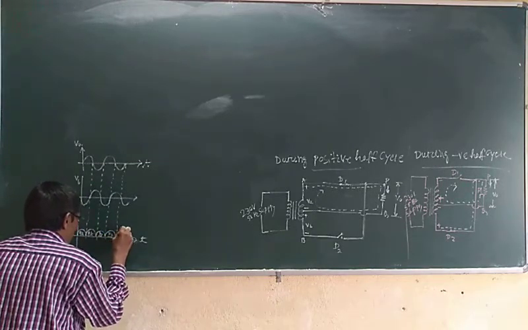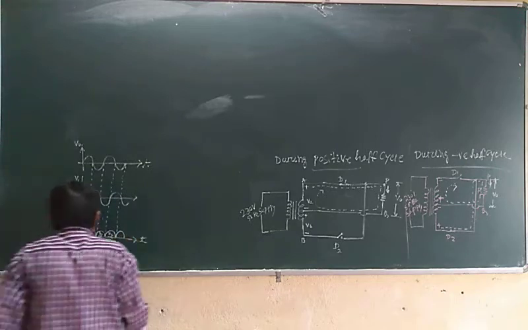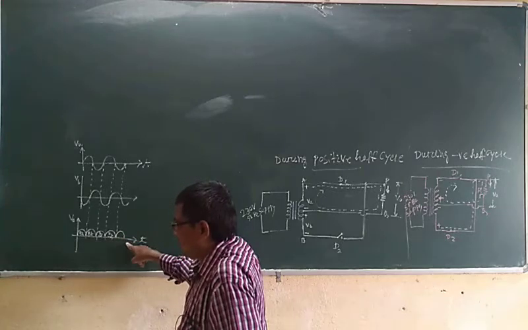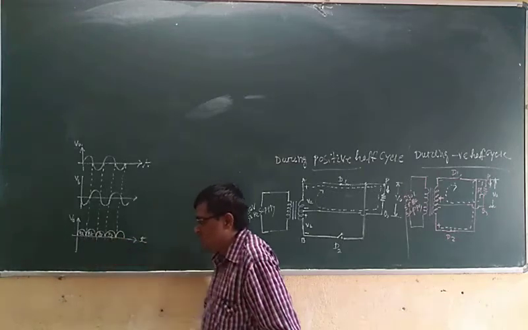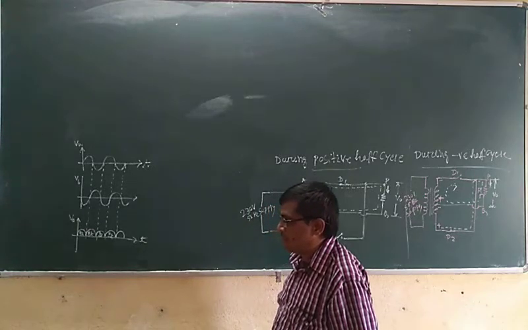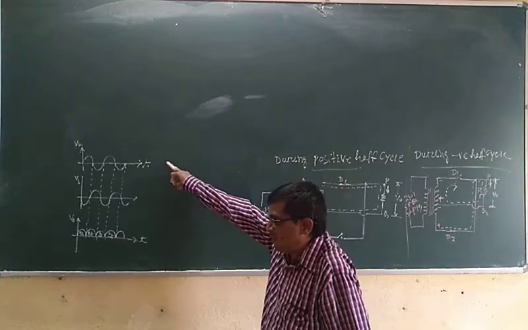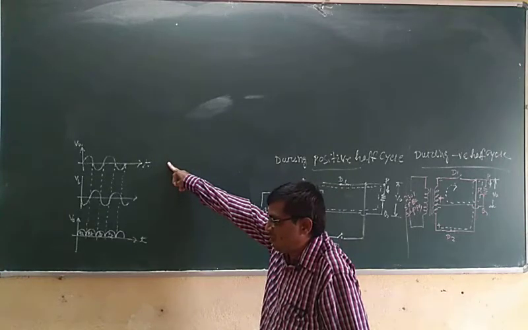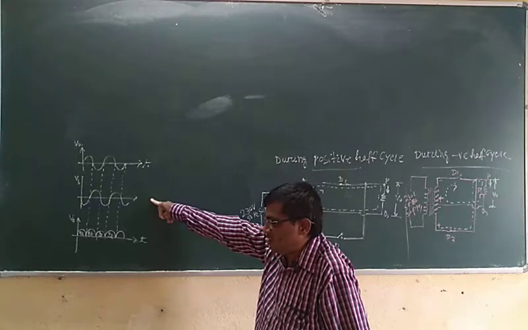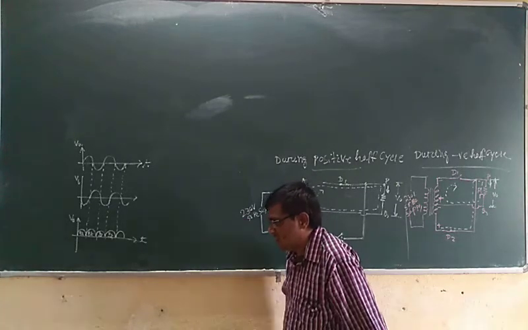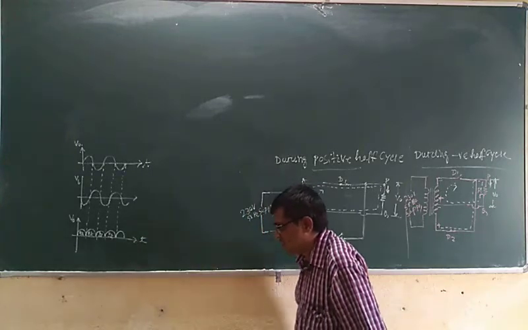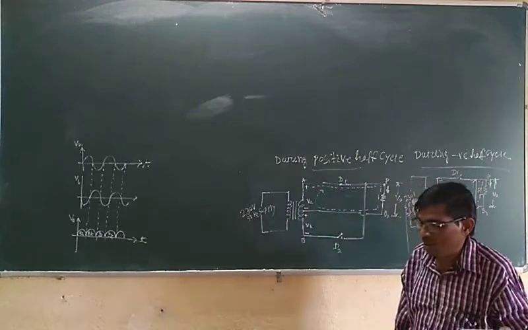In this way the input voltage is rectified and we get the output voltage, which is the full wave rectifier circuit output waveform. We see that in the first half cycle diode D1 conducts, and in the second, negative half cycle diode D2 conducts. So that is the output of the full wave rectifier circuit.